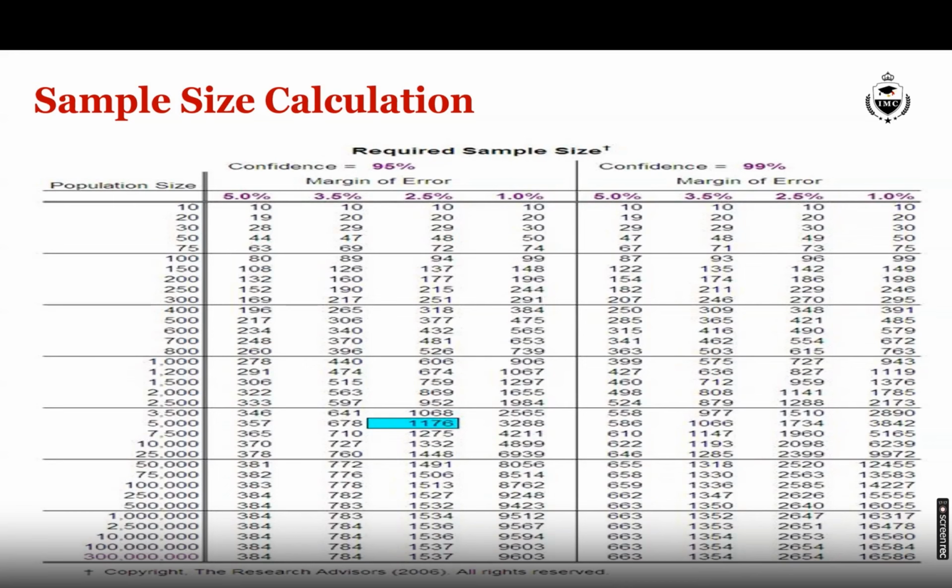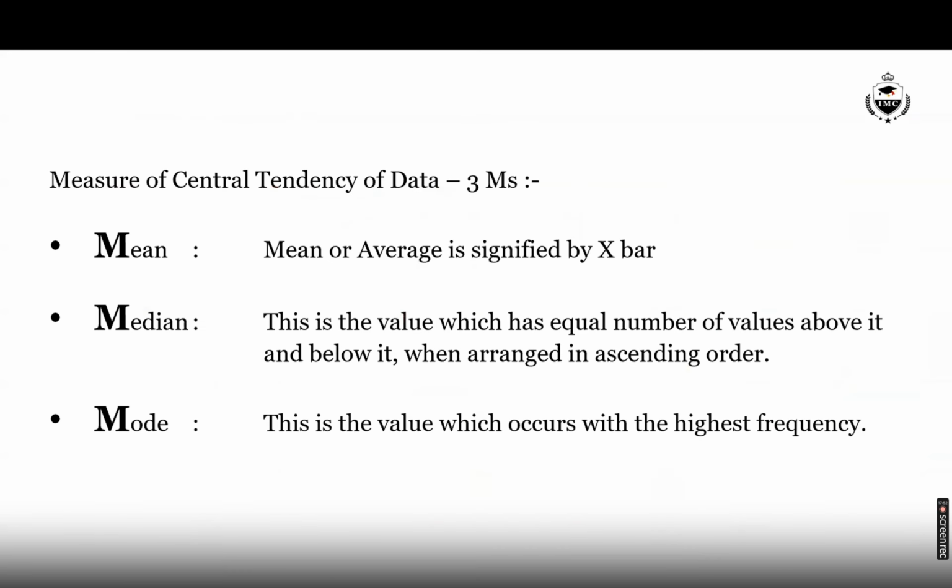So you have to give three inputs. One is the population size, what is your confidence level, and what is your margin of error. Like a population size of 5,000 with confidence level of 95% and 2.5% margin of error means that your sample will always be 2.5% away from the population 95% of the time. So there is always some approximation done over here. And as you can see, for 5,000 population, the sample size is 1176. This way you can create your sample if required.